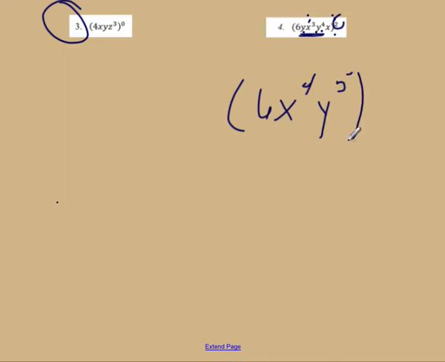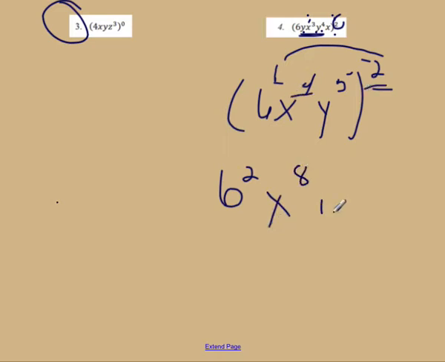Okay? Now, all of that is being raised to the 2nd power. So remember that 6 has an exponent of 1 on it. That's important to remember for when I'm distributing this 2 in. When you take a power of a power, you need to multiply. So 6 to the 1st, 1 times 2 is 2. So here I have 6 squared. X to the 4 times 2 is 8. Y to the 5 times 2 is 10.